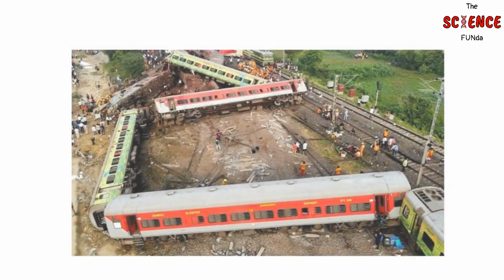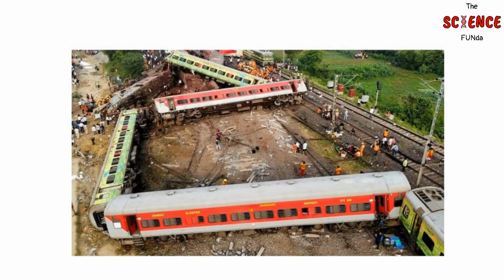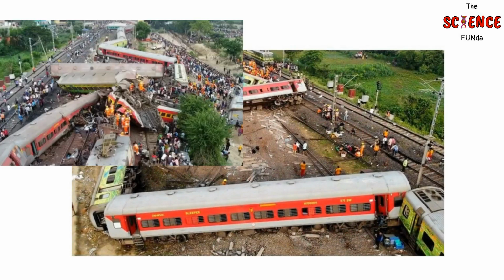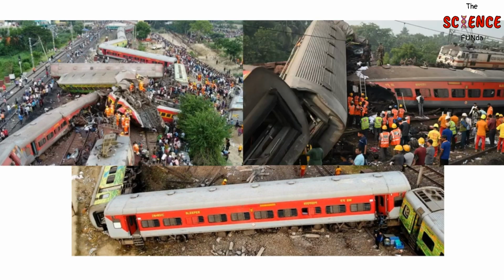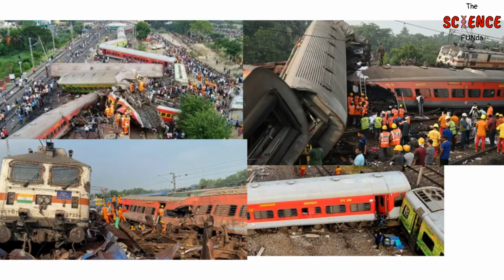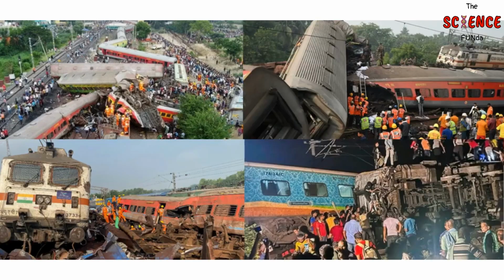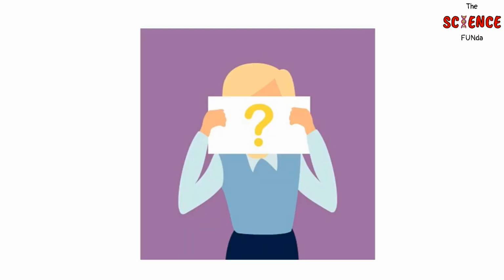Have you heard about the train accident at Balasore district of Odisha that happened in June this year? The train collision had killed around 290 people and more than 1,000 people were injured. Many bodies were not identified due to the damaged faces of the deceased.